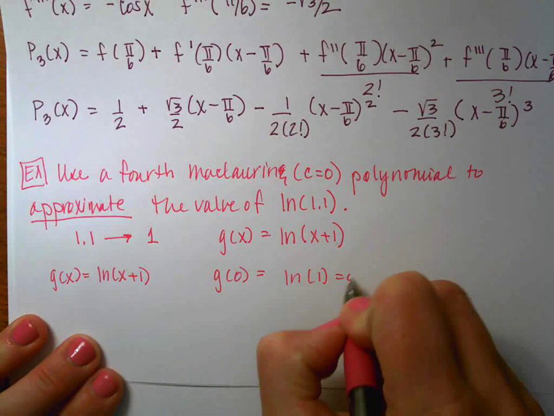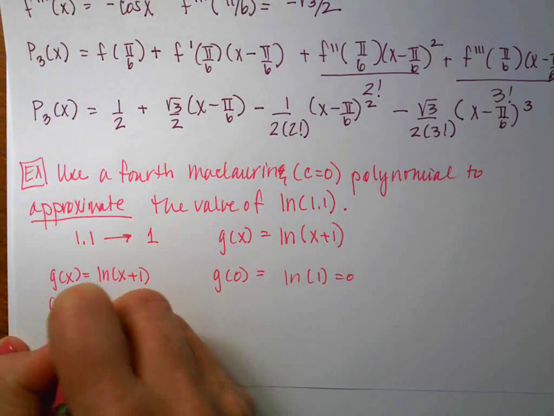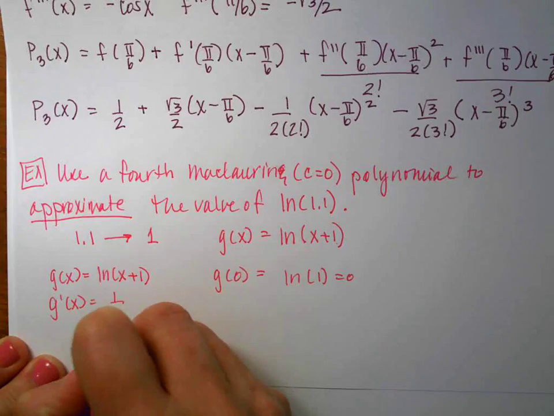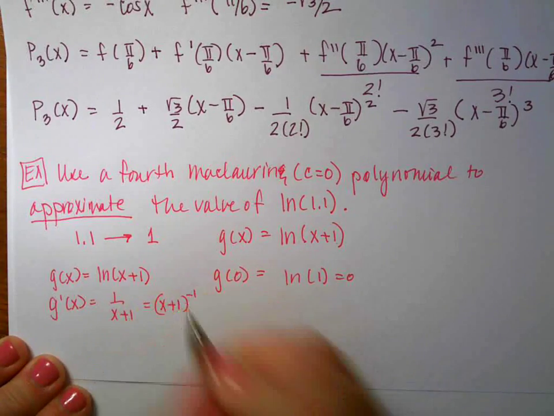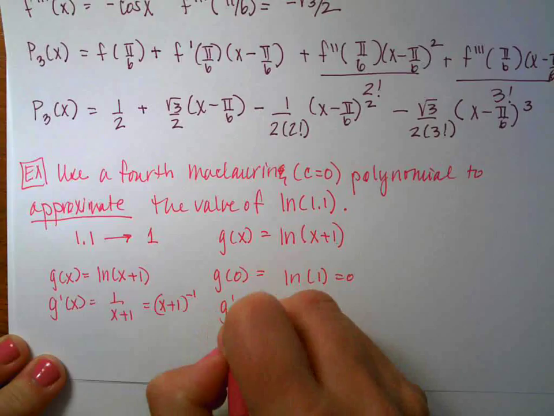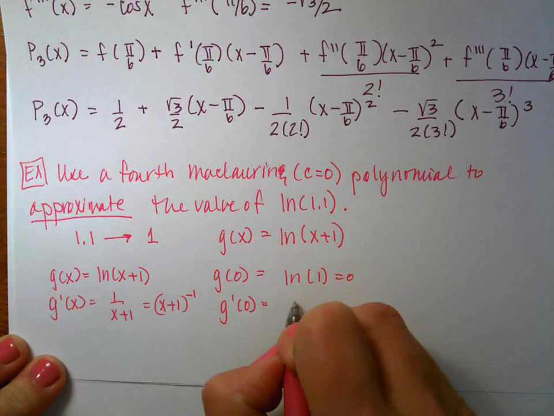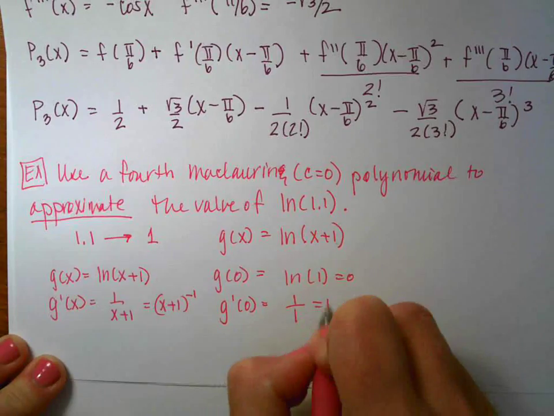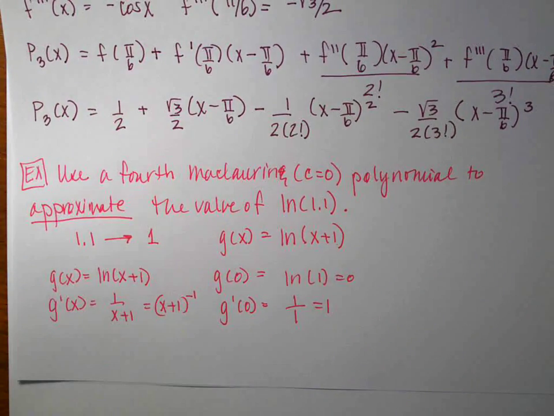Well, the natural log of 1 is 0. Okay? My first derivative is going to be 1 over x plus 1, which is x plus 1 to the negative 1, which makes the subsequent derivatives easier. And then if I evaluate that one at 0, I'm going to get still the same thing. It's going to be 1 over 1, which is 1. Alrighty, let me turn the page.